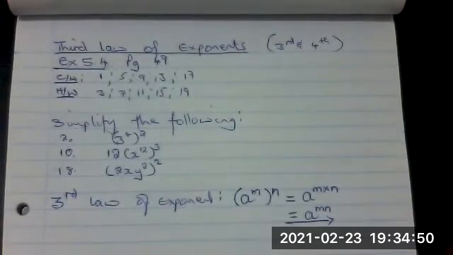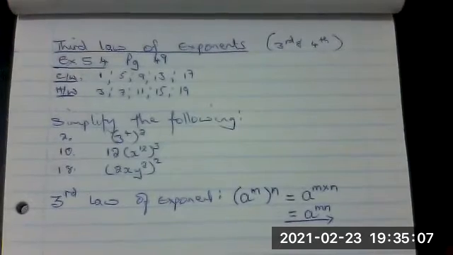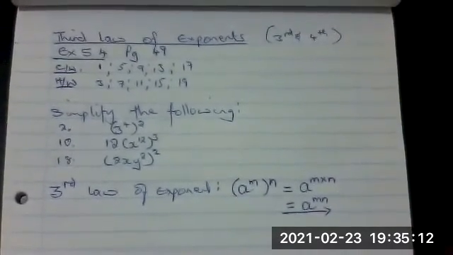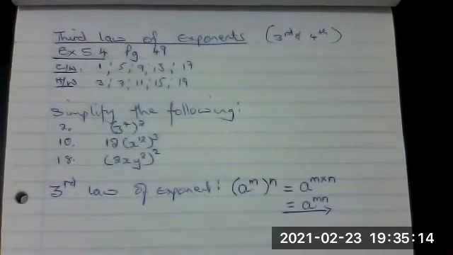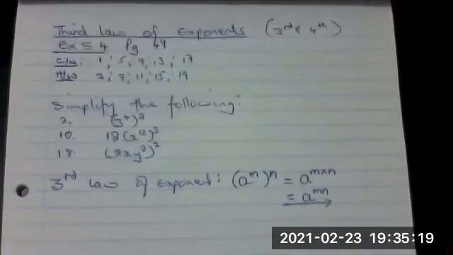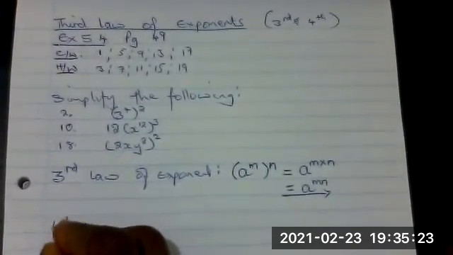Maybe you can then have a clear picture of what is happening. So in short, if we have a base that has more than one exponent, you just multiply the exponents of that base. So we have two exponents, then we have to multiply the exponents. All right, now this is the third law. Let us then look at the fourth law.